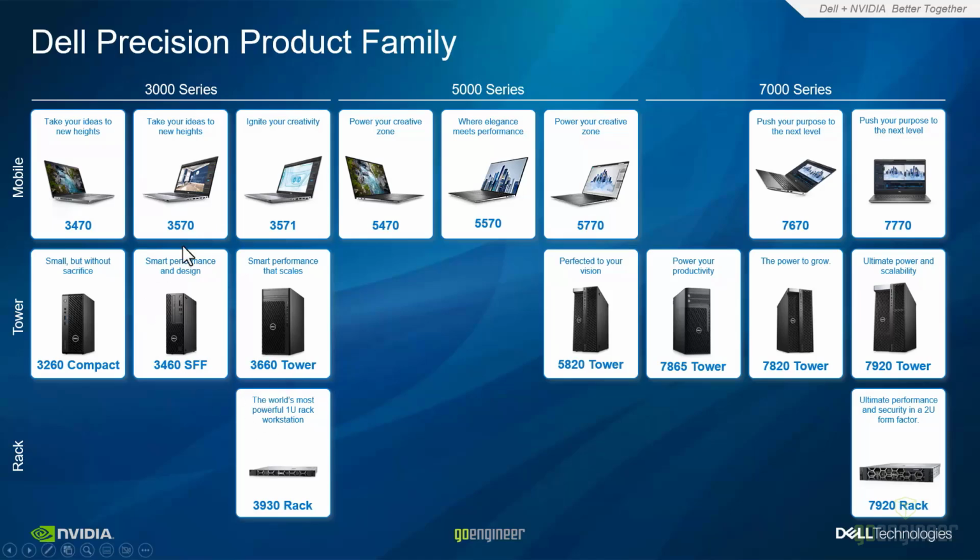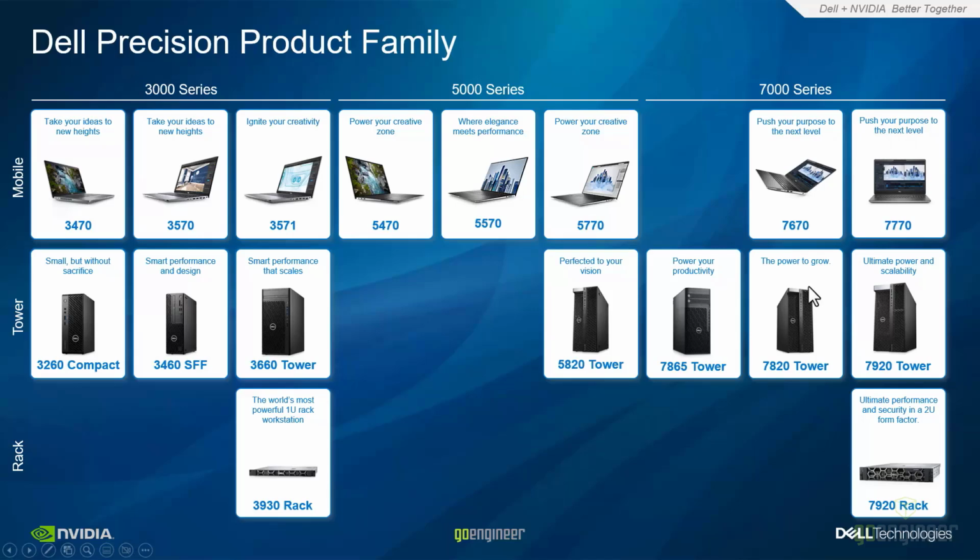Many of these are quite powerful and will run SOLIDWORKS and Visualize very, very well. Our 5000 series are a little bit more performance, more mainstream. And then our 7000 series are the maximum performance workstations, okay? So for Visualize, if you really want maximum rendering performance on a mobile system, I'd recommend one of these two here for mobile.